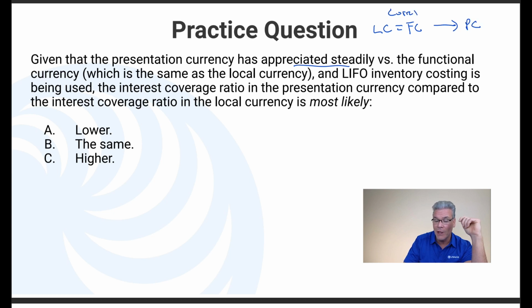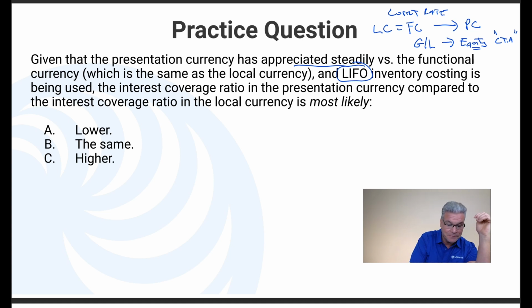That means we're doing the current rate method, and then we immediately think any gain or loss is going to go where? Direct to equity. Cumulative translation adjustment, part of other comprehensive income. Okay, any gain or loss. Good news, positive adjustment. Bad news, negative adjustment. Now, they tell us the subsidiary is using LIFO, but now we're not doing gross margin. Look what ratio we're doing now. The interest coverage ratio, EBIT divided by interest expense.